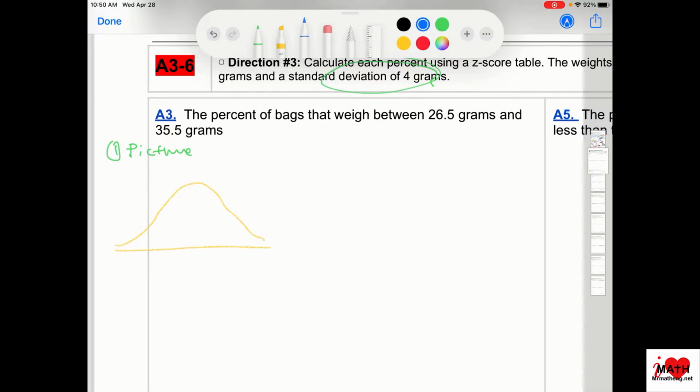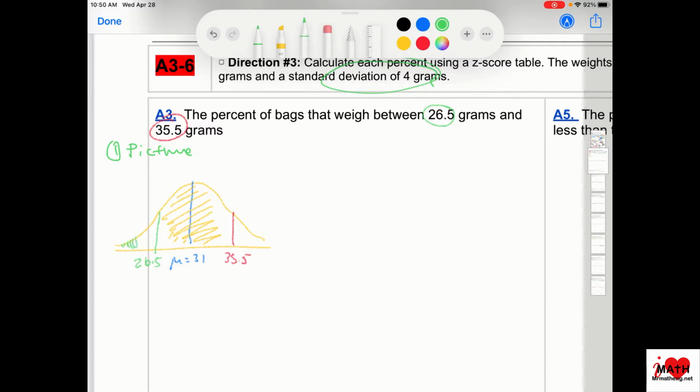The mean is 31, and 26.5 is down here. And let's use red. 35.5 is up here. Okay, but I want what's between them. I'm going to color that in yellow. How do I get that one between them?